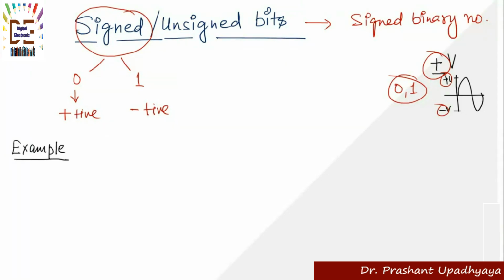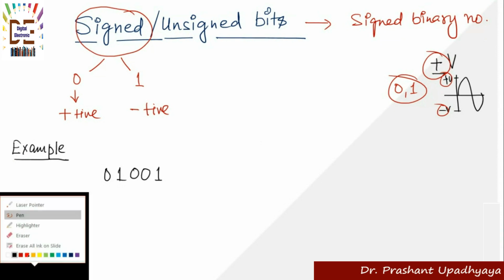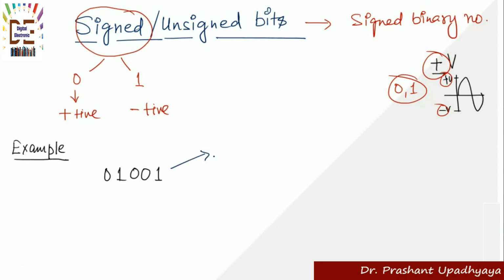Let's take an example, 01001. Can you tell me whether this is a positive number or a negative number? Now listen to this concept clearly. I have not told you whether it is an unsigned number or a signed number. I can represent it as a signed number, or I can represent it as an unsigned number. Unless I say it is a signed number, by default it will be considered unsigned.